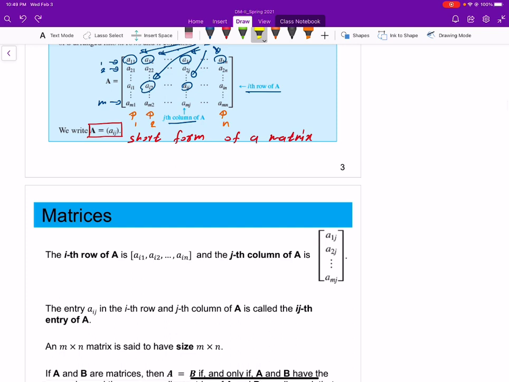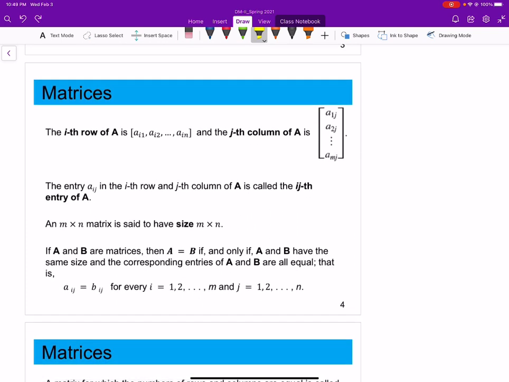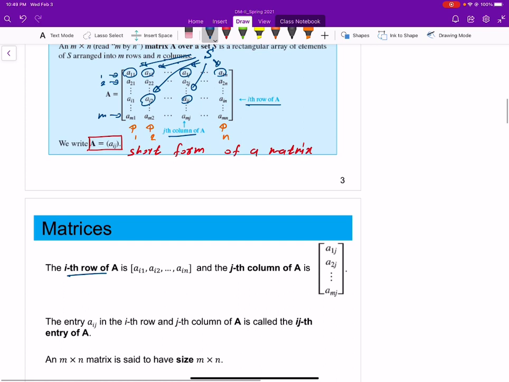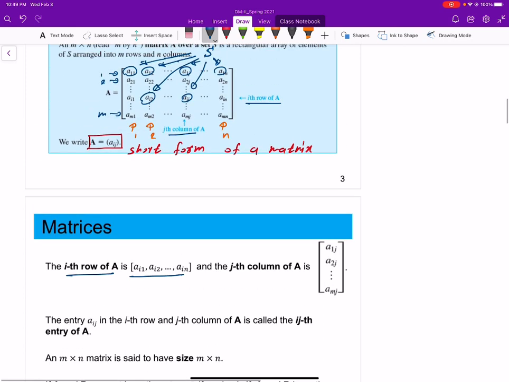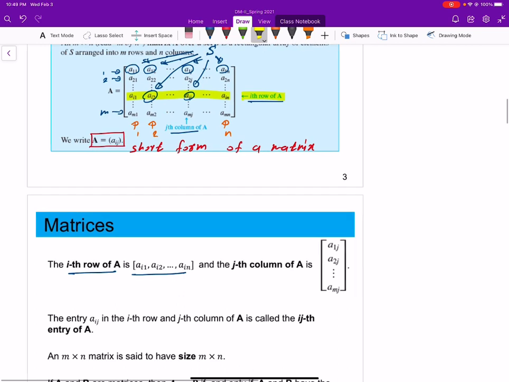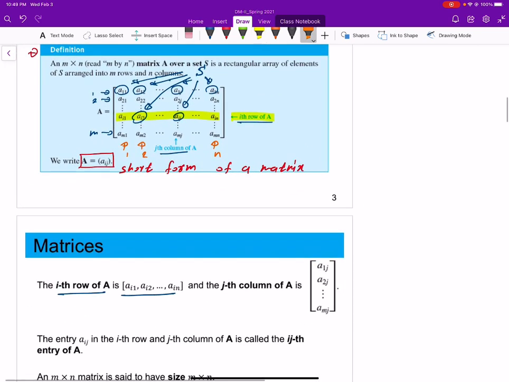Then you're going to learn a little bit more about matrices. The ith row of A is given like this, as you see here, where A is the matrix. That's the ith row. And this is the jth column.